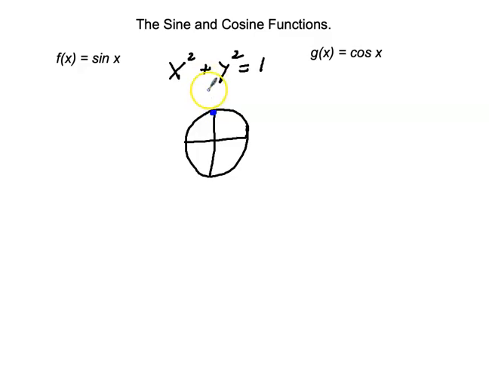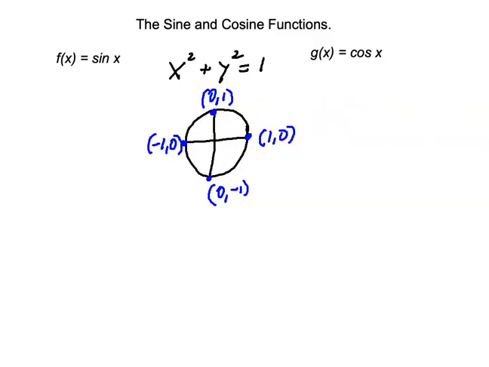So now for the x value, we have 0 and 1 over here on this point. Over here we have 1, 0. At this point we have 0 and negative 1. And at this point we have negative 1 and 0.